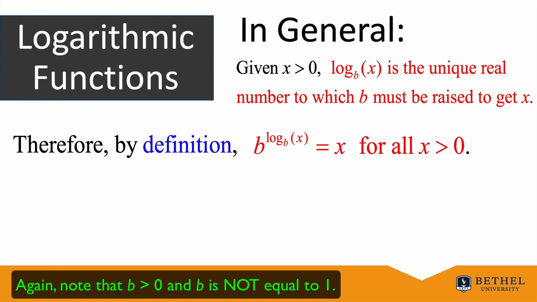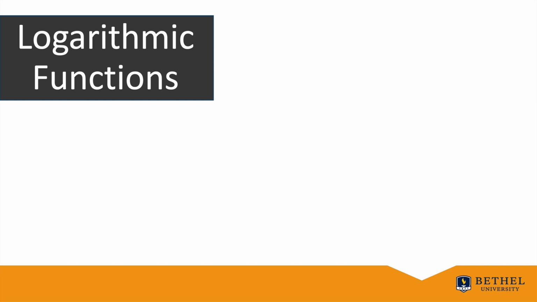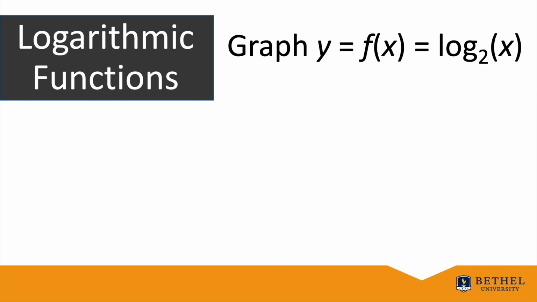There is a deeper issue to think about, however. Even when the positive number b is not equal to 1, how do you know that such a power exists? Proving that actually requires some pretty in-depth mathematical analysis. However, our task is simpler. Since x is an arbitrary positive number, we can think of log base b of x as a function of x and, for example, we can graph it. Let's look at an example. Let's graph the function y equals f of x equals log base 2 of x for positive values of x.